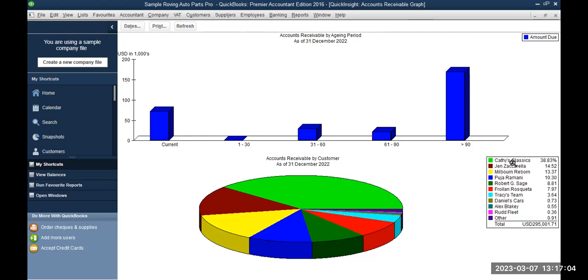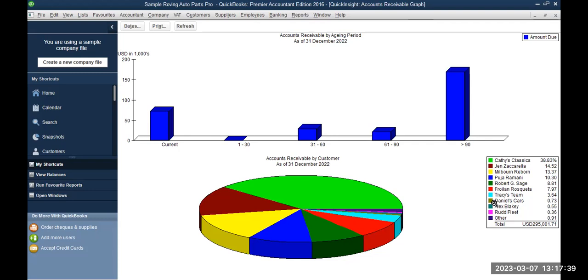On the right-hand side, you can see Cathy Classics owes the most. 38% of the accounts receivable is owed by Cathy Classics, followed by Zen, and then Milborn, continuing like that up to a group of others that is lumped up here in a very small percentage. So in terms of collecting, you know where to lay emphasis: I need to put more emphasis on collecting from Cathy, from Zen, or whoever it is.